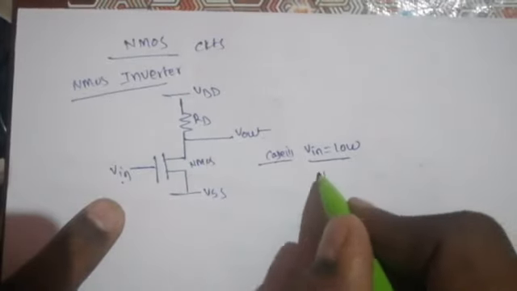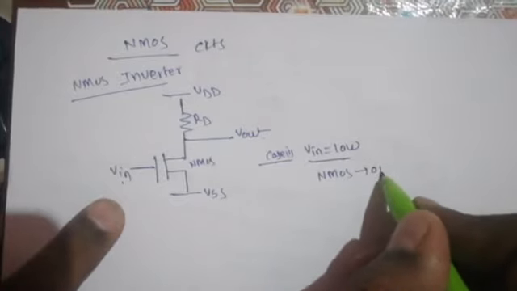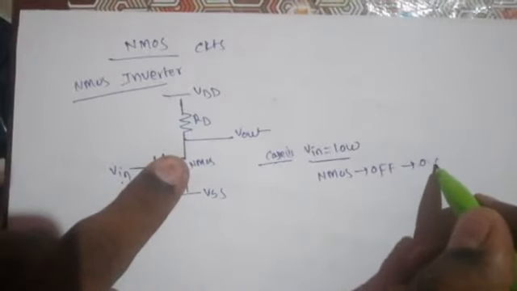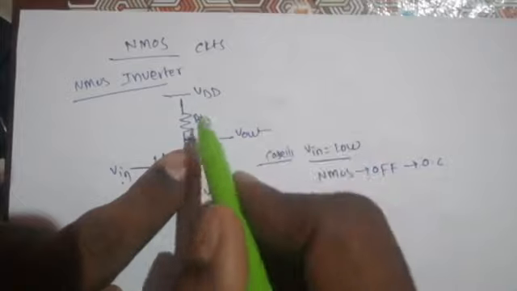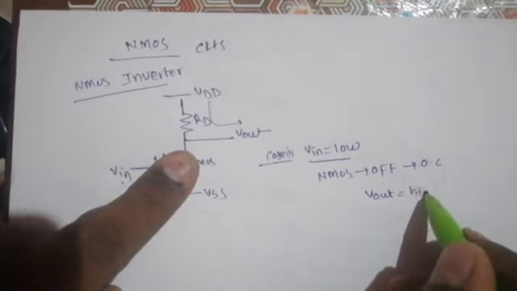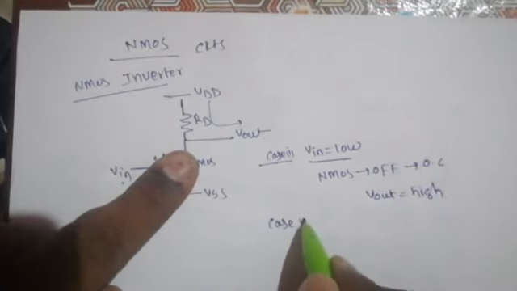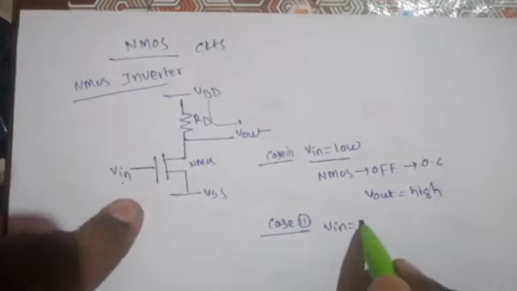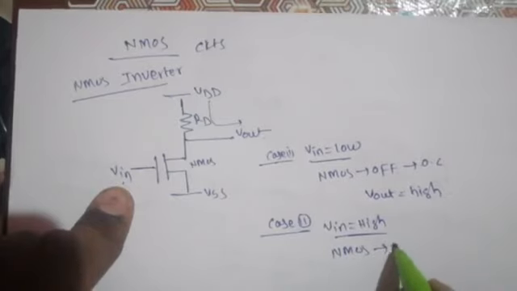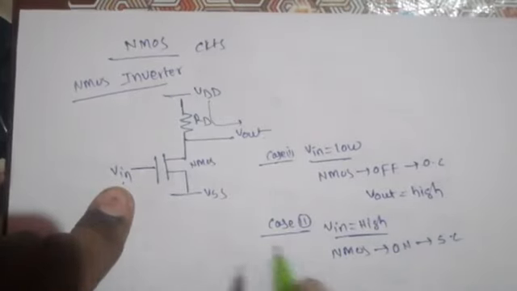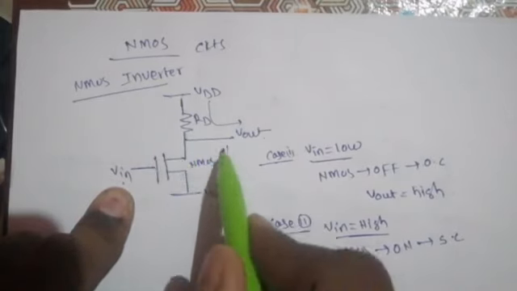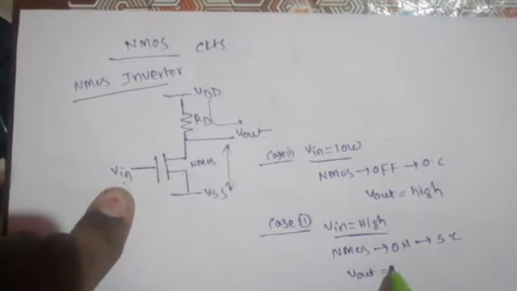Already we have discussed NMOS is in off position, means it will be operated in cutoff region. It will act as an open circuit, open switch. When it is open, the total VDD is passed to the output side, so output voltage is high voltage. In case 2, when the input voltage is high voltage, NMOS is on, it will act as a short circuit. Then the total VDD is passed through the short circuit path to the ground. Output voltage across the short circuit terminal will be low voltage.